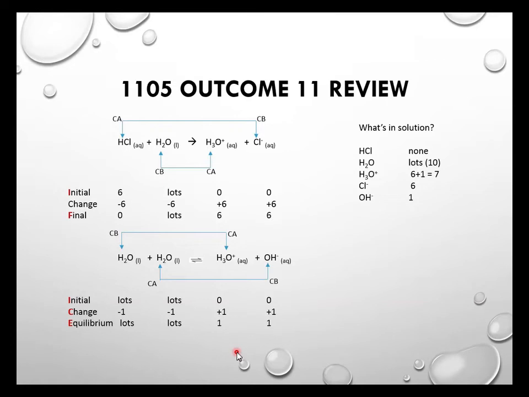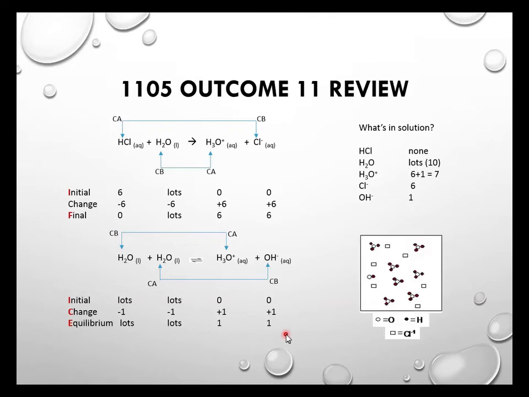If we draw a picture of this, I've got everything in this picture except the waters. So you can add 10 X's or something all over the picture to make waters. But you can see I have no HCl's. H3O pluses, I have 1, 2, 3, 4, 5, 6, 7. I have 1 OH minus, and I have 1, 2, 3, 4, 5, 6 Cl minus. And again, there would need to be at least 10 waters. In reality, bazillions of waters in this picture.